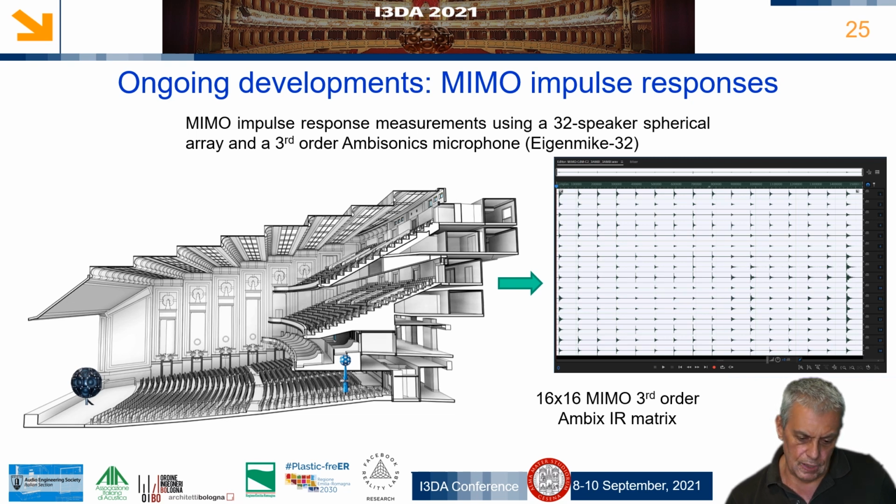Using an ambisonic source and an ambisonics microphone, you can measure a so-called MIMO impulse response matrix. In this measured matrix, you have a number of input channels corresponding to the directivity of the source and a number of output channels corresponding to the directivity of the microphone.